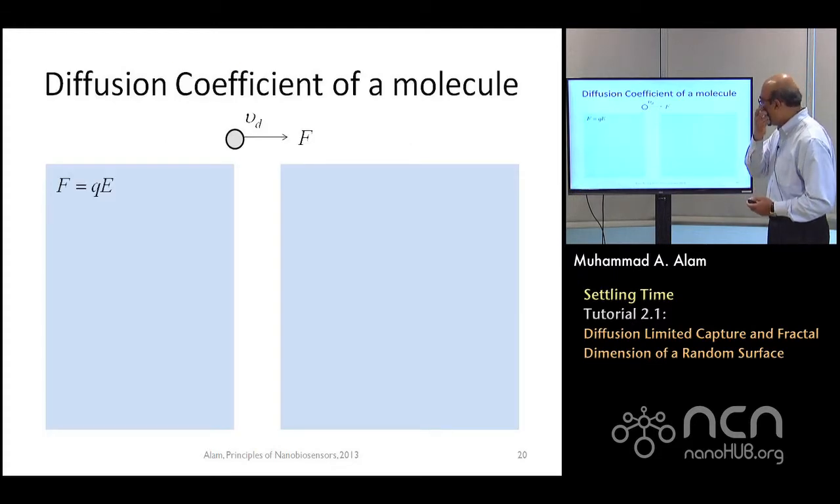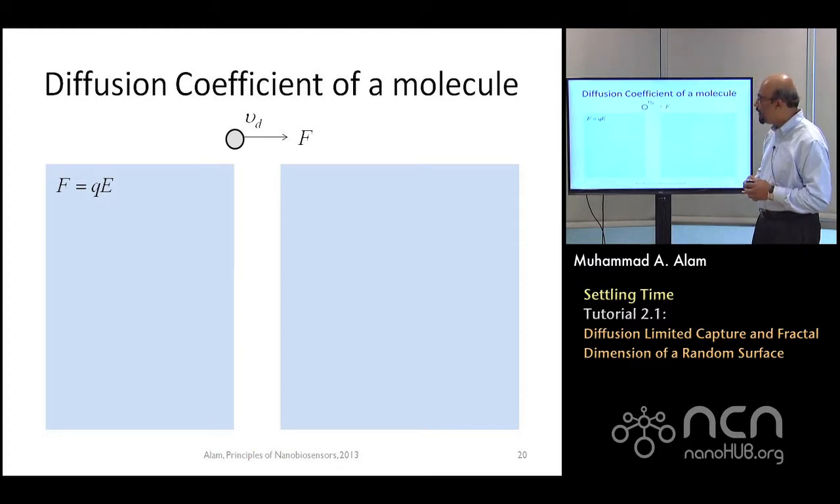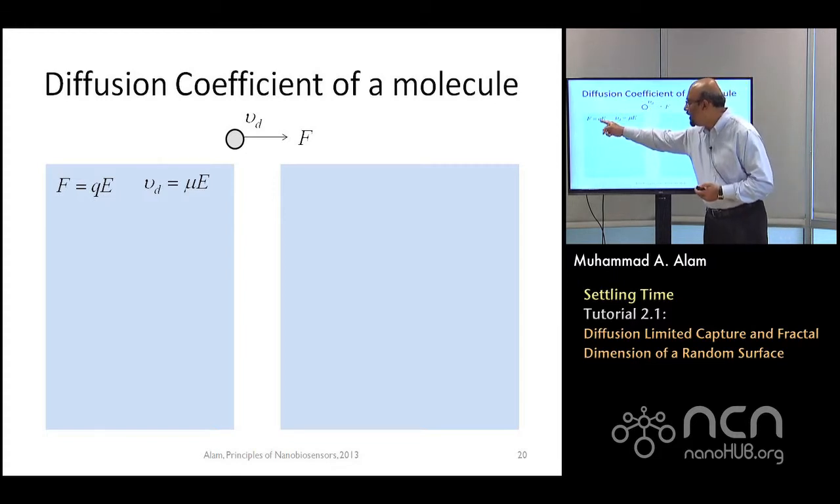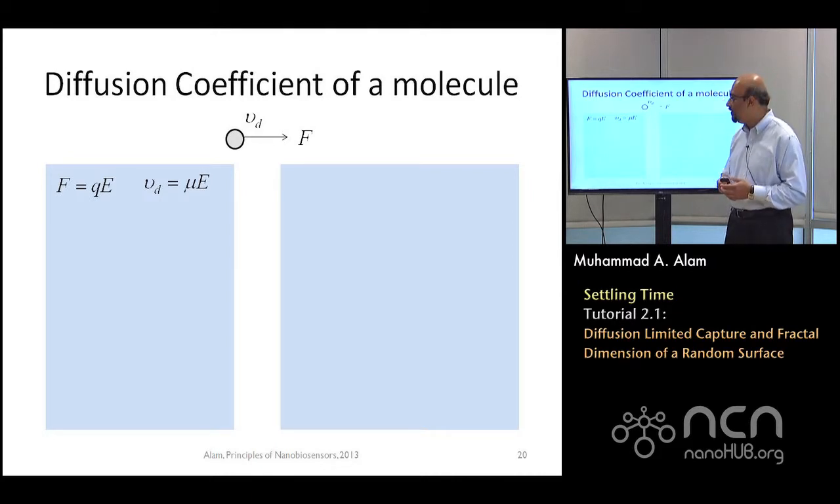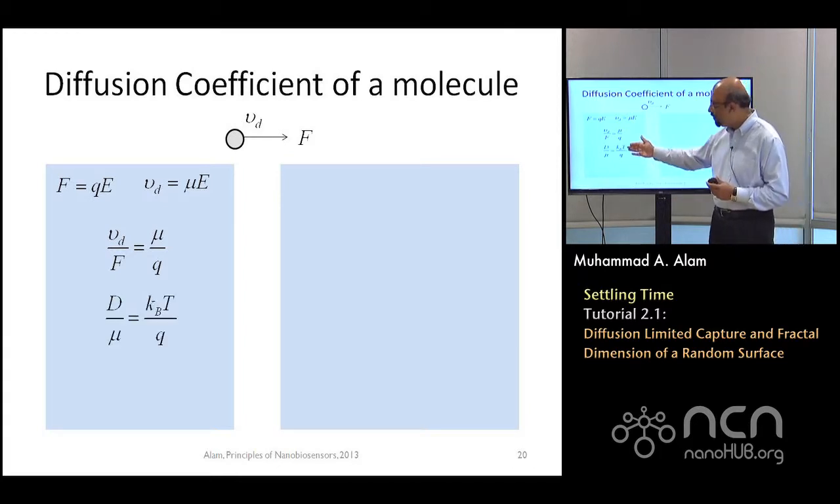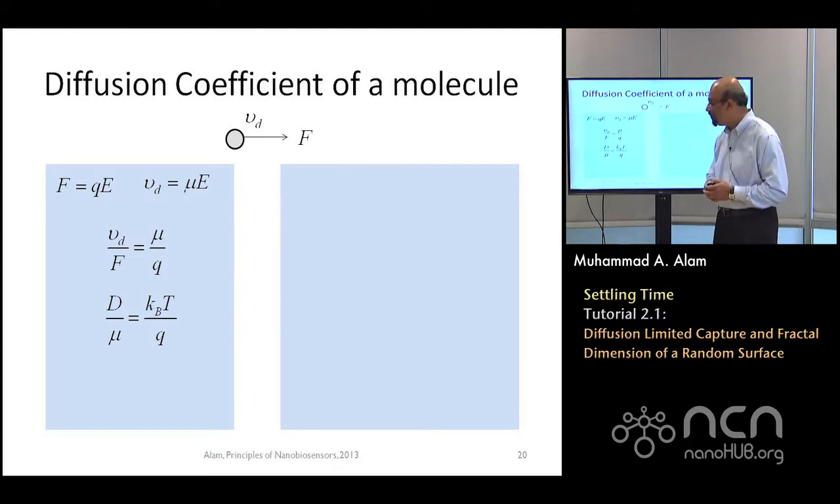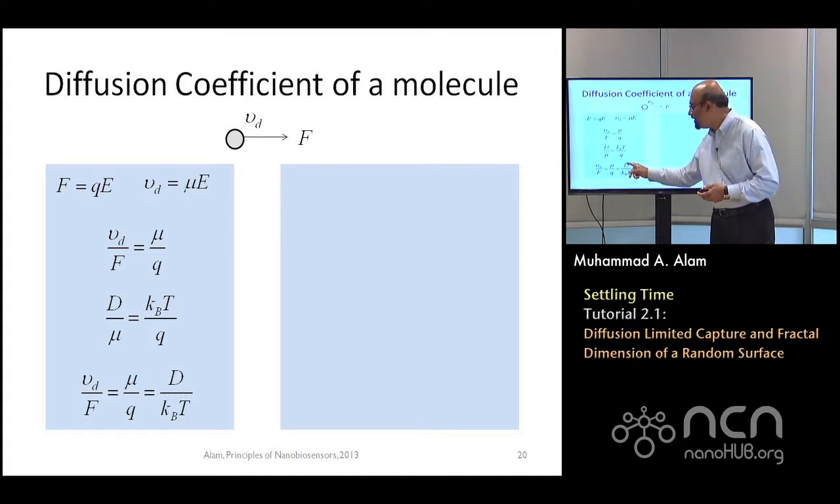Very quickly, I'll do a quick derivation to show you what the diffusion coefficient of a molecule is. You may remember that if you have an electron and you apply a force, the force is Q times E, and the velocity it gets is mu times E, that's the drift velocity. If you take a ratio, you will get a relationship between mu and Q. We know from the Einstein relationship, D over mu is KT over Q, sort of rhymes. And if you use this relationship with the previous one, then you will see VD over F is D over KT.